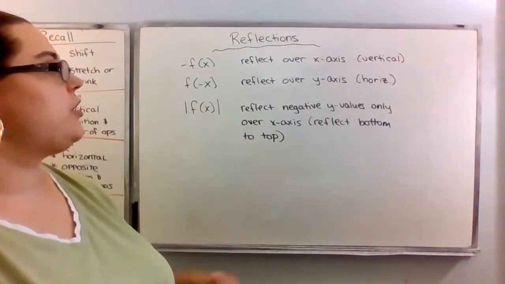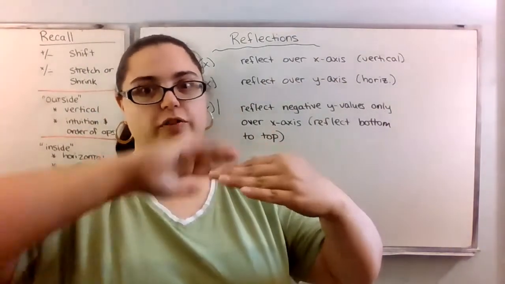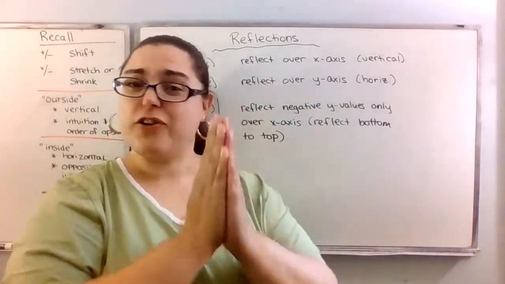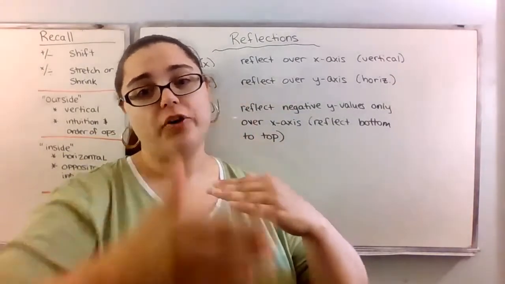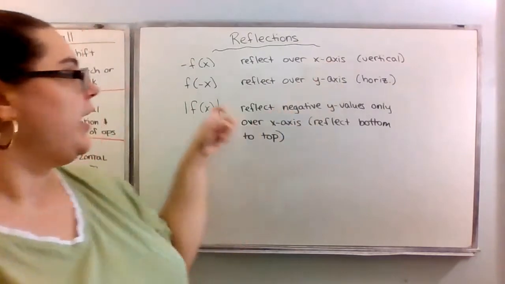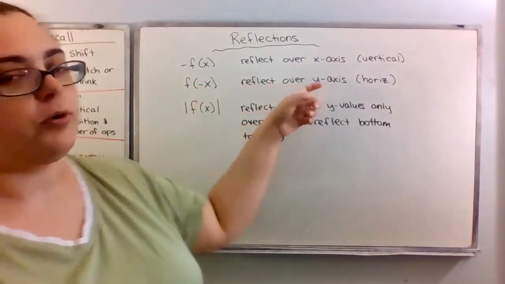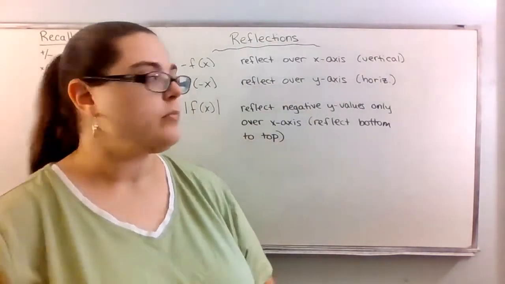So if we have a vertical reflection, that's going to be over the x-axis. So it's not the vertical axis we're reflecting over. We're changing the y values. It's a vertical reflection, so we reflect over the x-axis. And if the negative is on the inside, we're going to reflect over the y-axis. So it's a horizontal reflection.